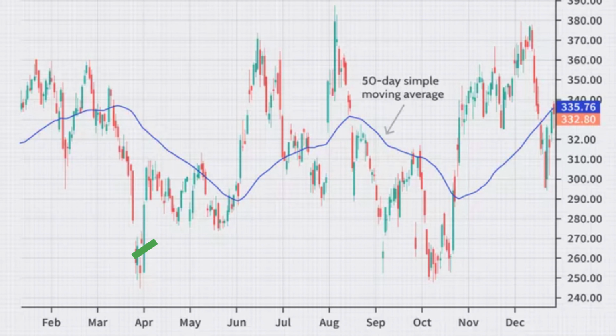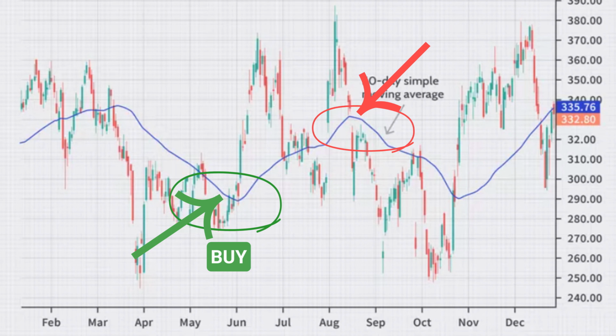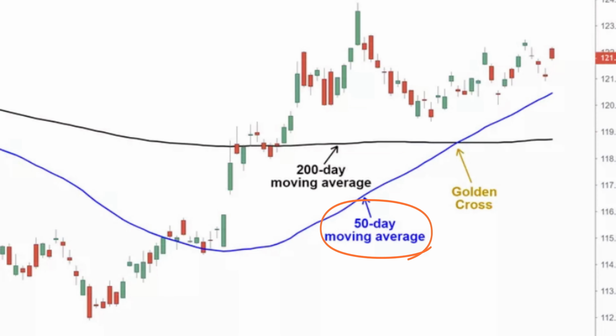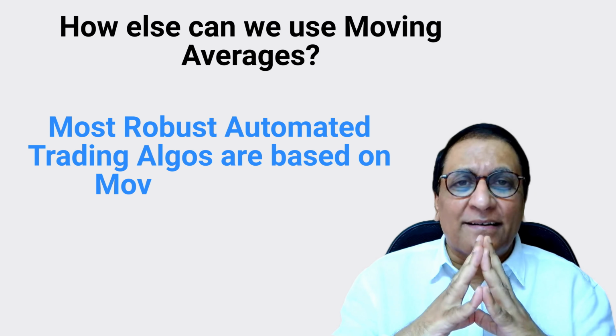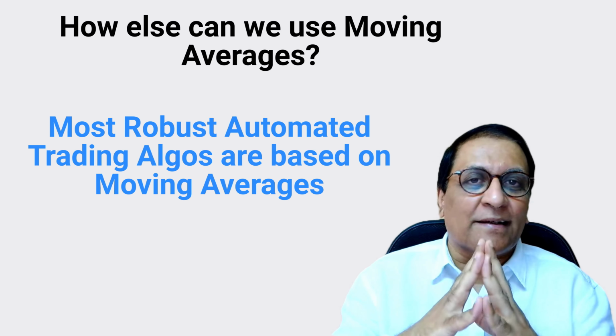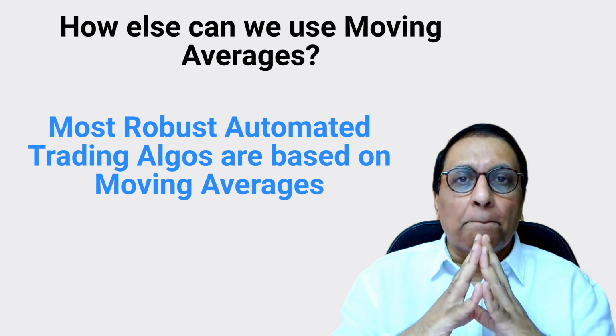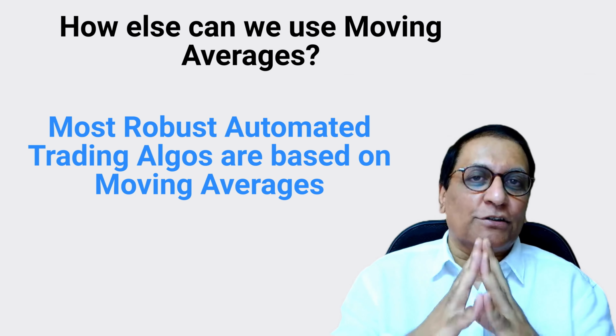A crossover of prices from below a moving average to above a moving average signals a buy, and a crossover of prices from above a moving average to below a moving average signals a sell. Also, short term moving average to long term moving average crossovers give you similar signals. The most robust automated trading systems based on technical analysis are based on moving averages.